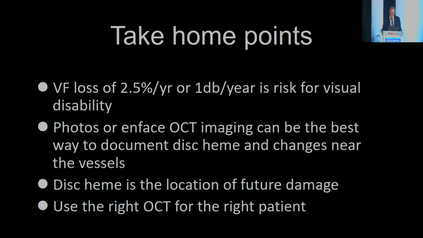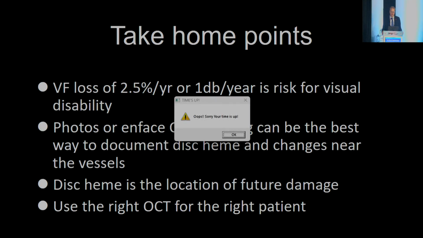So some take-home points: visual field loss of 2.5% per year or 1 decibel a year is a risk for progressive glaucoma or for visual field disability. Photos or on-face imaging can be really useful to document a disc heme and changes near the vessels. Disc heme is a location for future damage, and use the right OCT for the right patient.